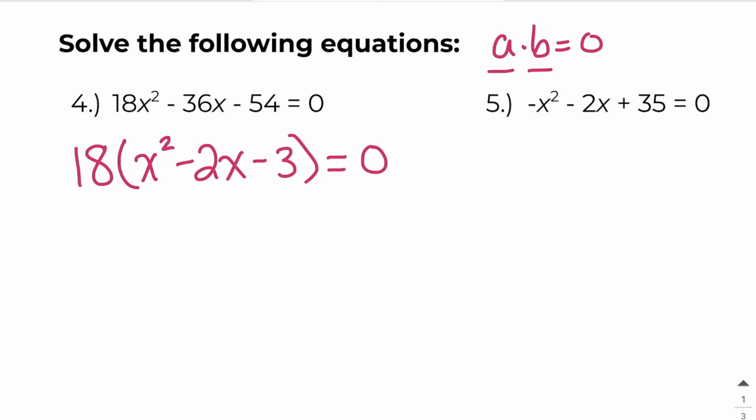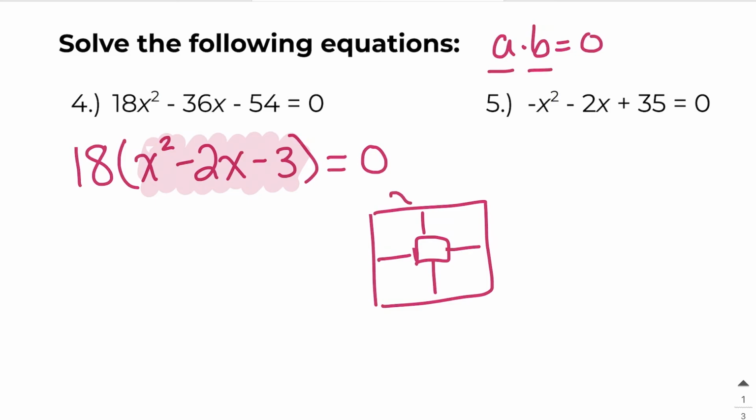Then I'm going to look inside of this right here and see, do I have any factoring that can get done right here? And absolutely I do. I'm going to try to undo the box for this one right here. So I'm going to put x squared inside of my box right here, negative 2x and negative 3.